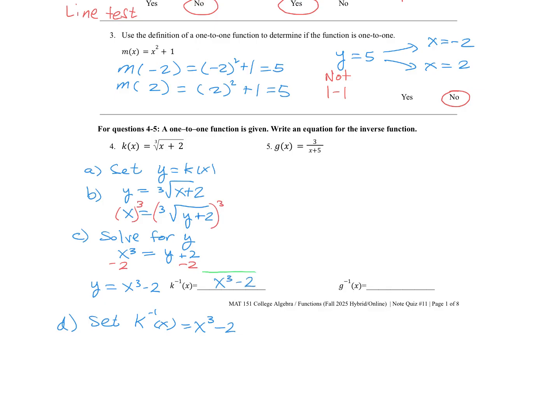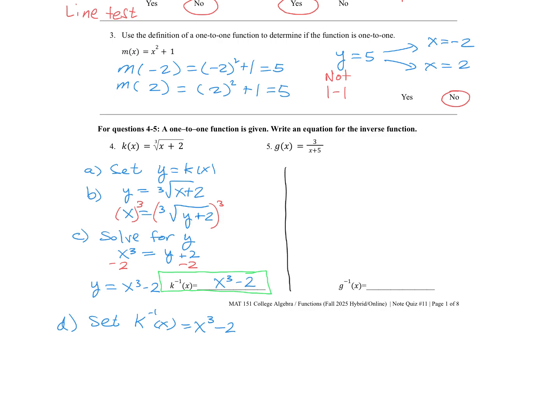And again, the idea is that if you were to take this function, it would undo the mathematical operations of the original function k. All right, so now let's move on to the next example. And rather than labeling A, B, C, and D, let's just go through and work out the calculation.